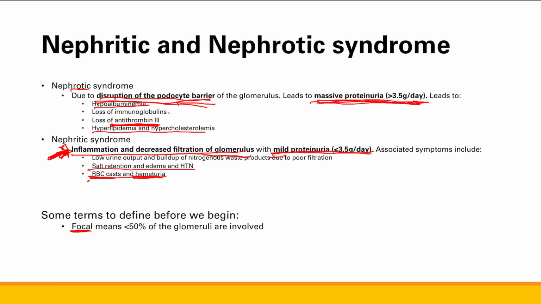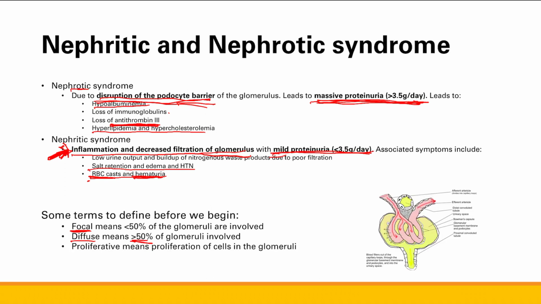Focal means only less than half of them are involved. Diffuse is the opposite. It means at least more than half of the glomeruli in the kidney are involved. So throughout the kidney, over 50% of the glomeruli are involved. Proliferative means there's proliferation of cells in the glomeruli.